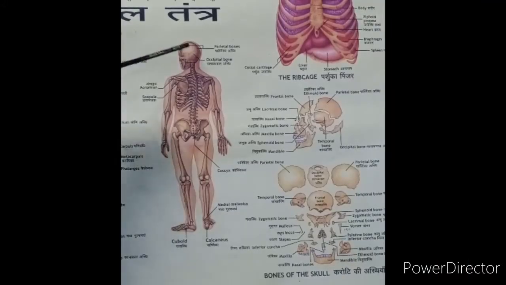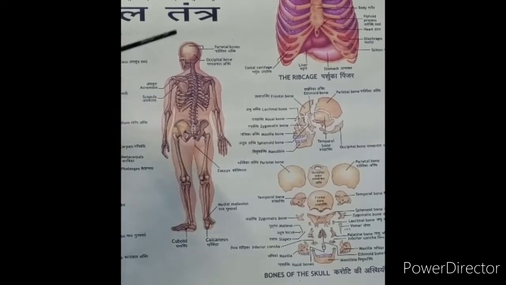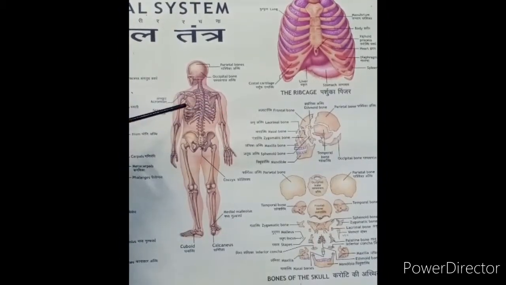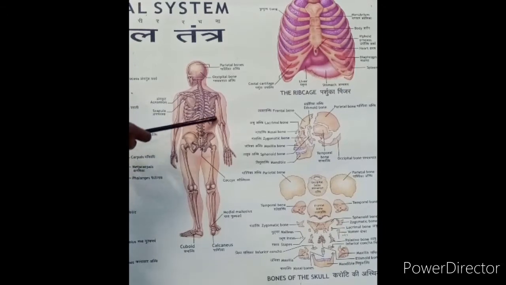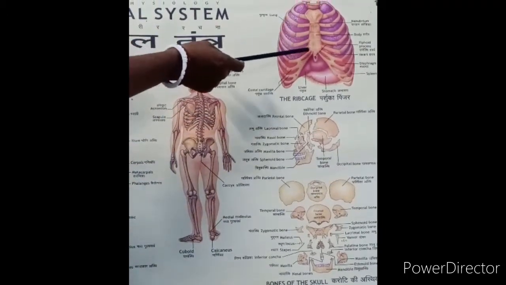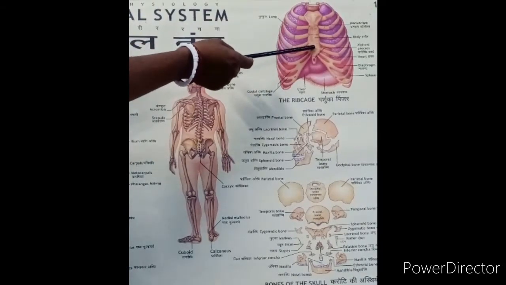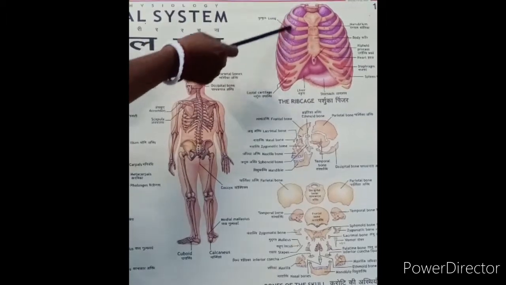Up to this we have discussed the skull. Next, the vertebral column. Now I am going to discuss the third part of the axial skeleton, that is the thorax. In this thorax, two types of bones are present. One is the sternum and the other is the rib cage.